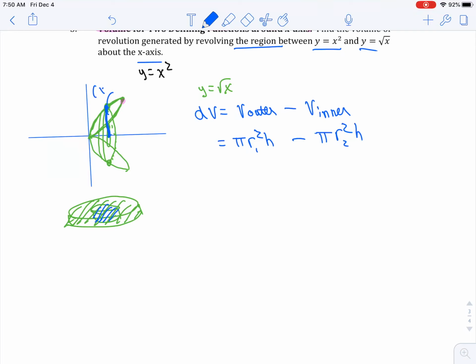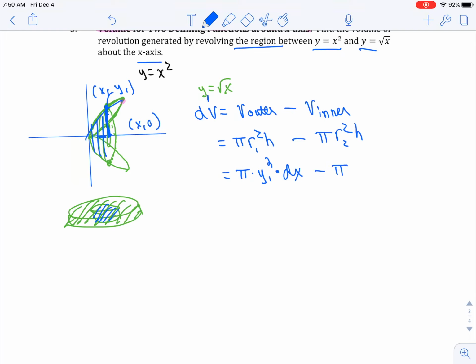this point right here would be x, and this is the square root function, so I'm going to call that y sub 1, so x, y sub 1, and then this point right here is x, 0, of course. So notice that that outer radius from here to here is y sub 1, so this becomes pi times y sub 1 squared times h, and the height of that disk, because I'm cutting it this way, is going to be dx.